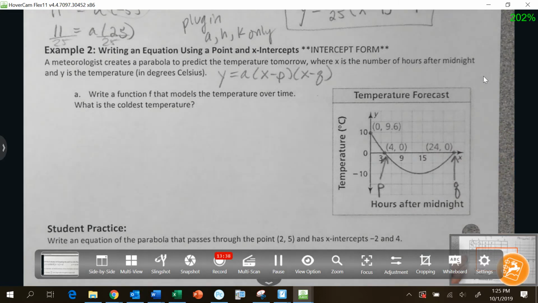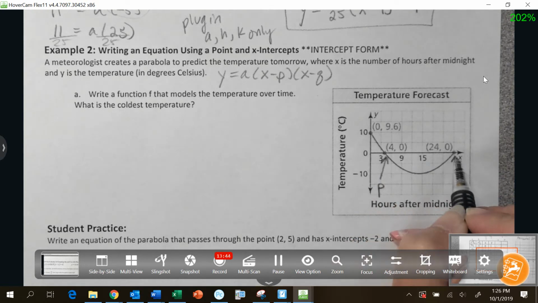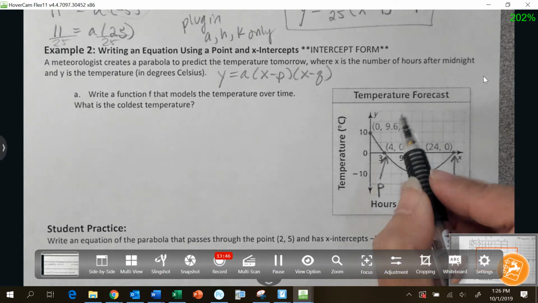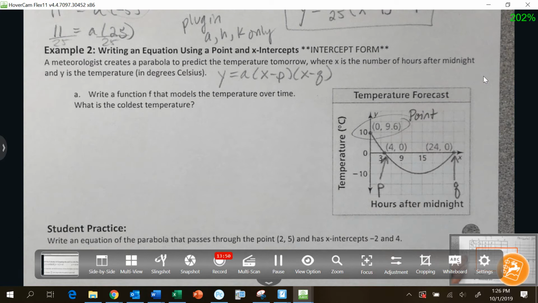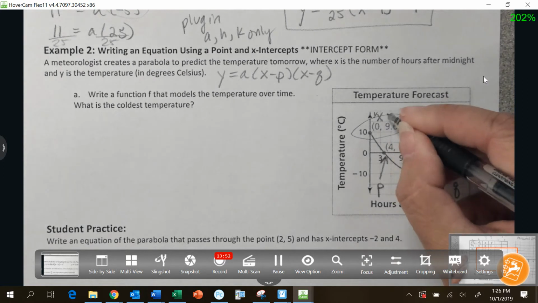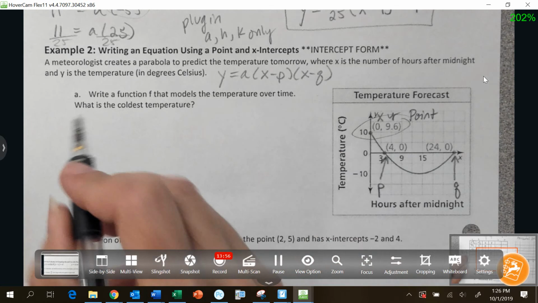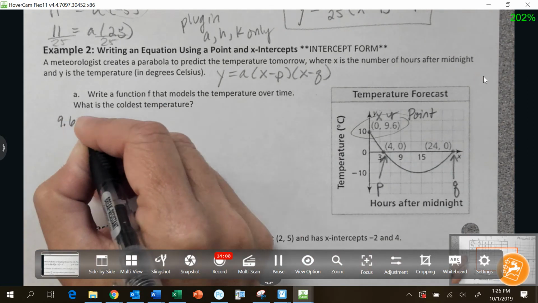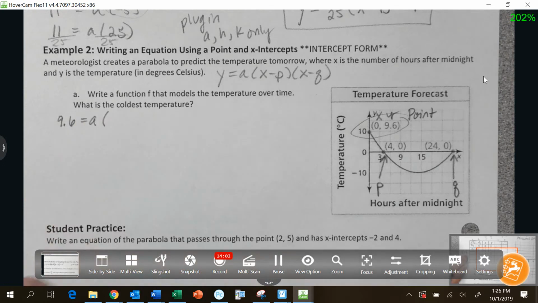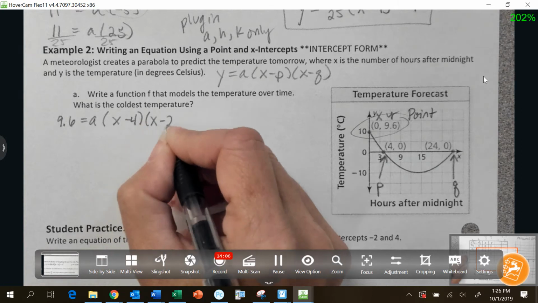How do I know those are x-intercepts? Because they're on the x-axis because the y value is 0. So that means that this one right here is going to be the point, which is xy. So we're going to plug it into this equation. We're going to have y first, which is 9.6, equals our a value times x minus 4 and times x minus 24.